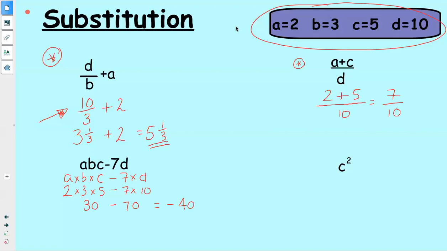And this last one here, C squared, we know is C multiplied by C. And C up here, remember, represents 5. So it's going to be 5 multiplied by 5, which is 25. And that's your final answer. Let's move on.